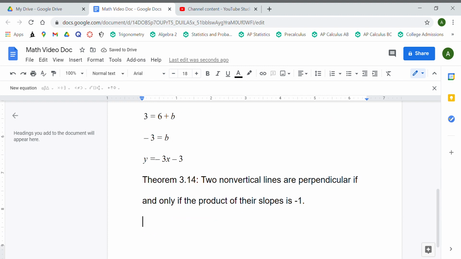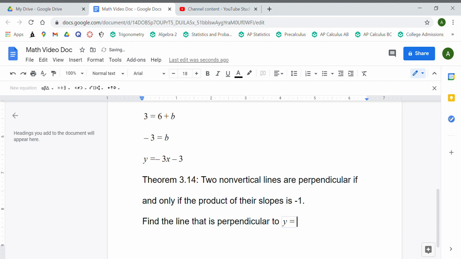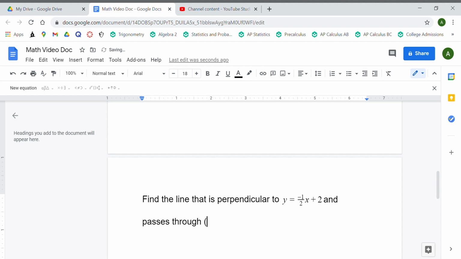Alright, so here's how it works. Find the equation of the line that is perpendicular to y equals negative 1/2 x plus 2 and passes through (2, -1).